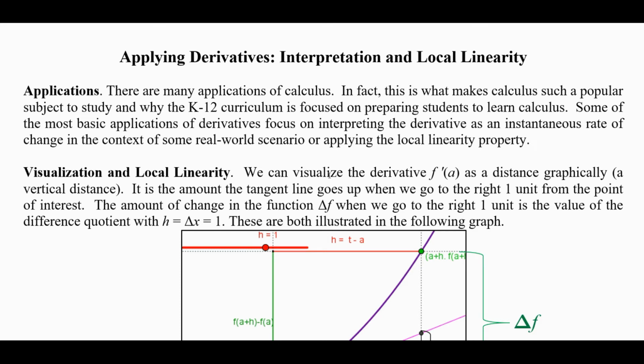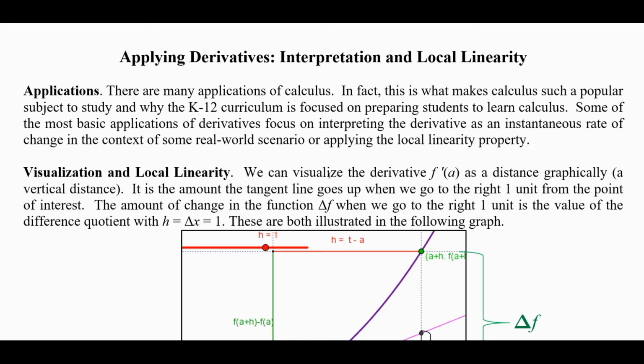Now, the real power of derivatives is looking at applications. It's a really cool intellectual exercise to talk about calculus and so forth. But the real thing that makes people want to use it is its power in doing applications. And there are many applications of calculus. In fact, this is what makes calculus such a popular subject to study, and why the K-12 curriculum is focused primarily on preparing students to learn calculus. For good or bad, that's the way it is.